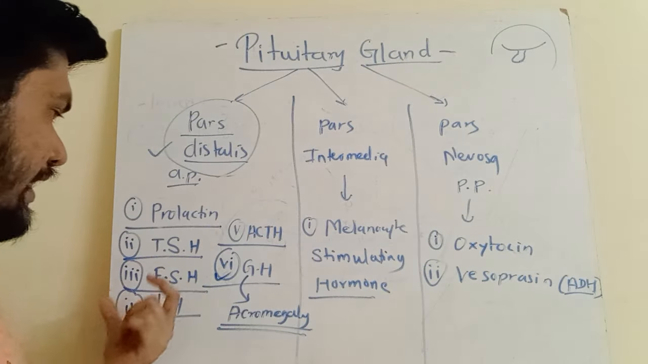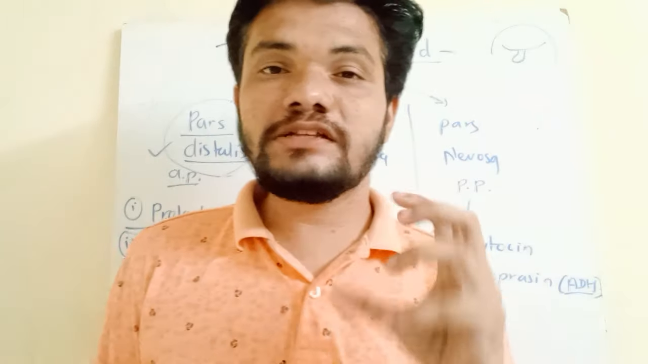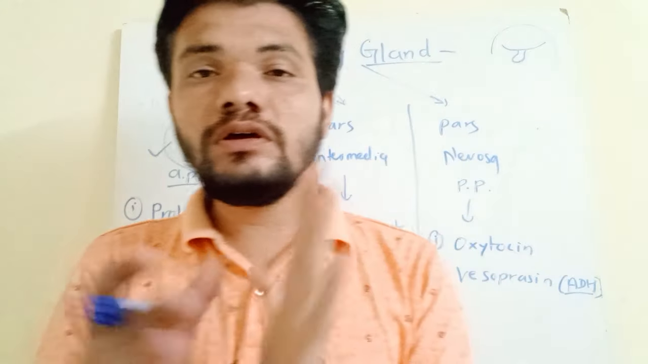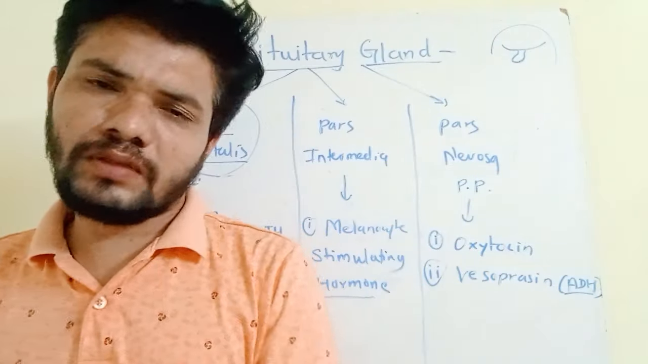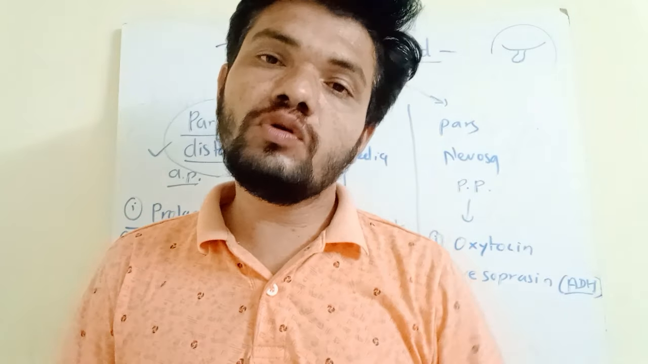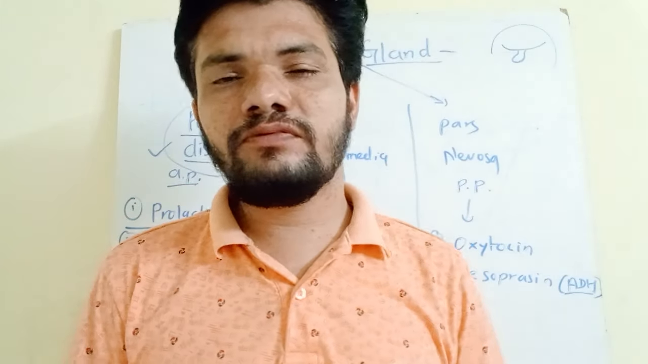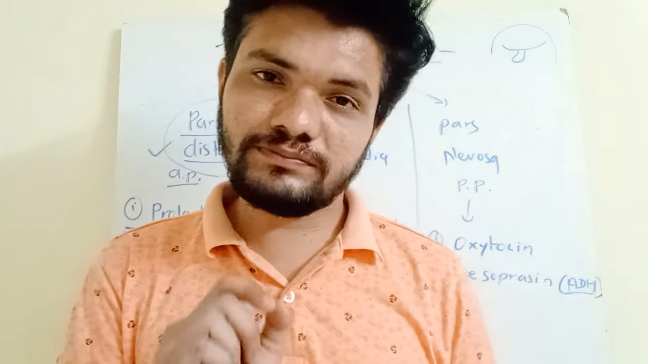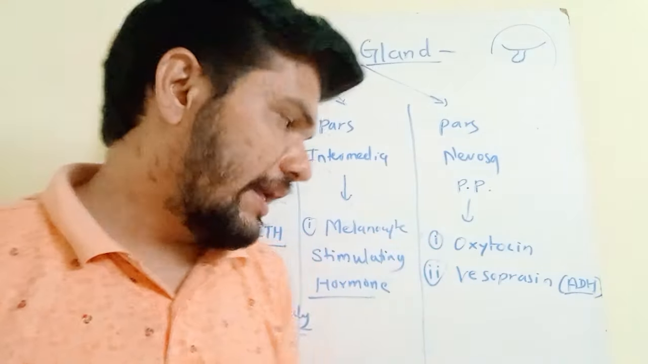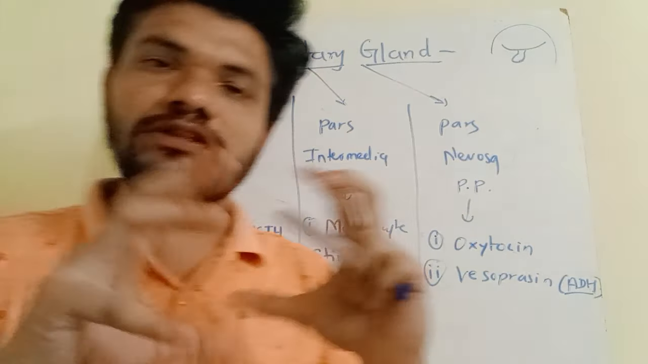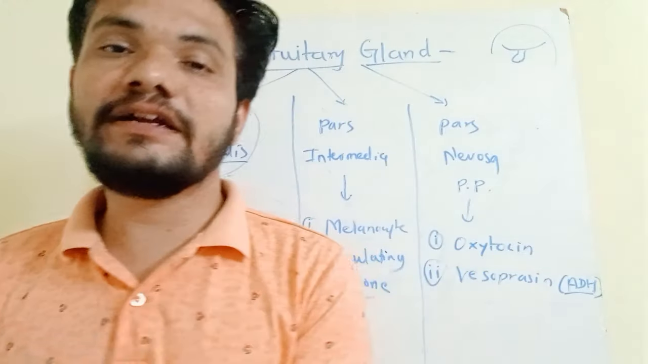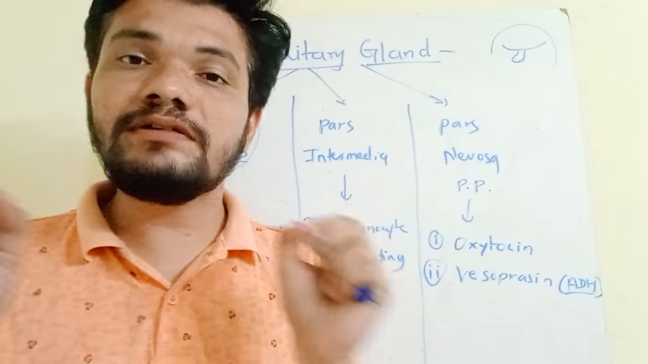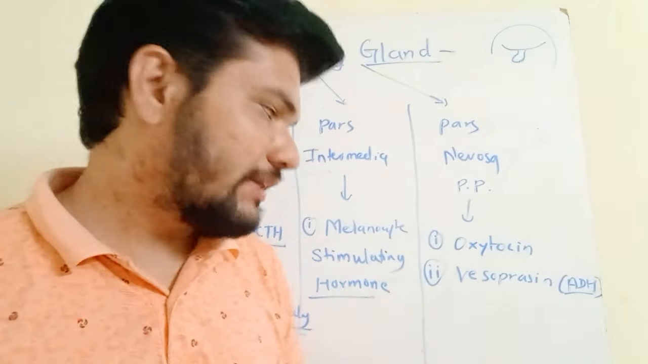Then FSH and LH are also called gonadotropins. Gonadotropins are the hormones which regulate your gonads. So in males we have testes, and in females they have ovaries, right? So LH and FSH are responsible for the regulation of your gonadal activities, in testes in males and ovaries in females. So what are their functions?